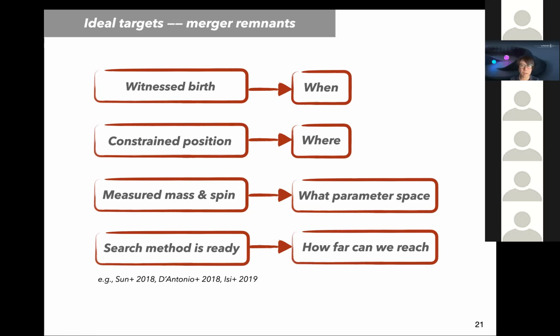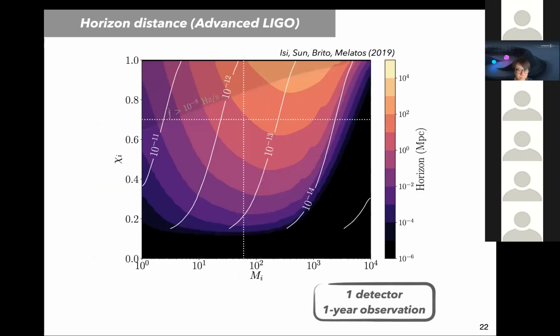So we have carried out some Monte Carlo simulations based on very accurate waveforms and using the real search methods to estimate how far away we can reach such signals from these boson clouds if they exist. So in this figure, the colored contours stand for the horizon distance in units of megaparsec, or in other words, the largest distance we can reach for these systems, as a function of the initial black hole mass on the horizontal axis and initial spin on the y-axis.